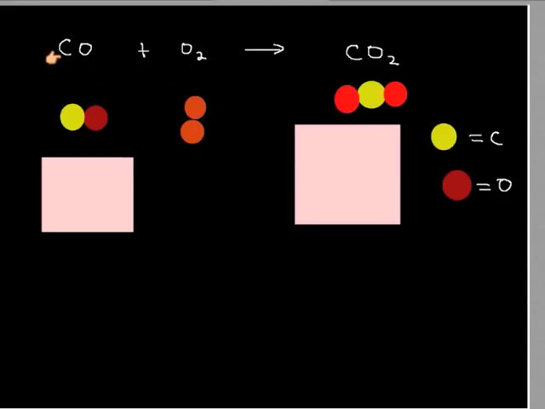The number of moles of each element on the reactant side must balance the number of moles on the product side. So the number of moles of carbon on the reactant side has to be equal to the number of moles of carbon on the product side. And the number of moles of oxygen collectively on the reactant side has to balance the number of moles of oxygen on the product side. So here we have carbon monoxide and oxygen making carbon dioxide. Yellow for carbon, red for oxygen.